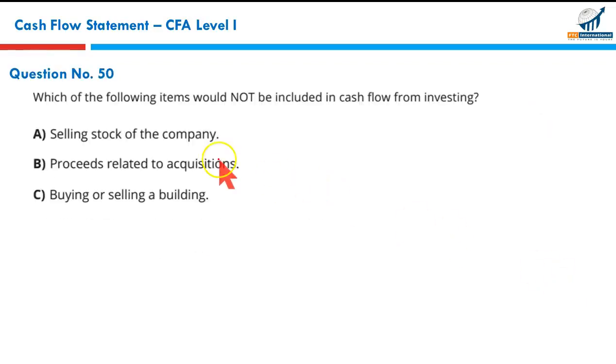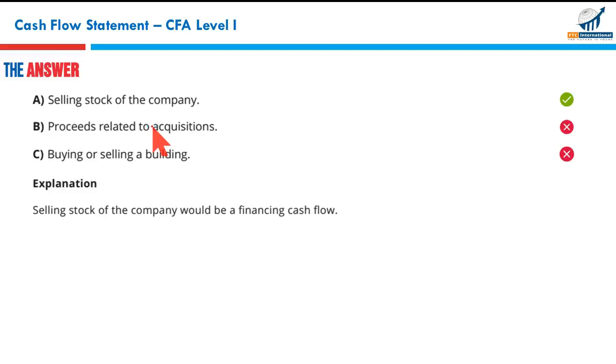Next, which of the following items would not be included in cash flow from investing? Buying or selling a building, it is investing, inflow and outflow. Proceeds related to acquisition, when you purchase a company, of course it's an investment. Or when you sell, it's an investment, inflow or outflow. So B and C are investment inflow, outflow. Selling stock of a company, when you sell stock of your company, preferred or ordinary, it's a financing inflow. So A is not an investing, rather it's a financing inflow. That's why A is the right answer, and A it is.